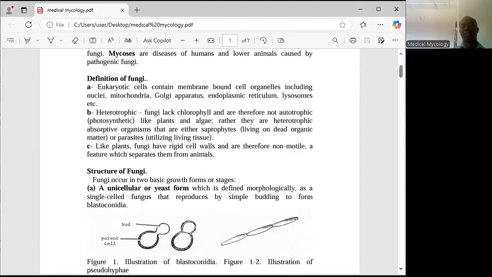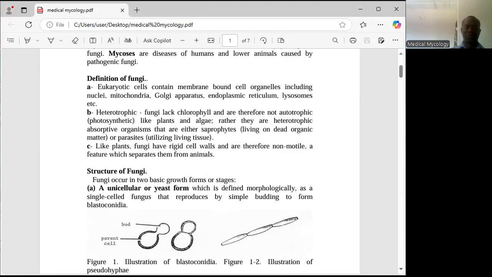These utilize living tissues. Then fungi, like plants, have rigid cell walls. They are non-motile as well, and this is a characteristic that separates them from animals.